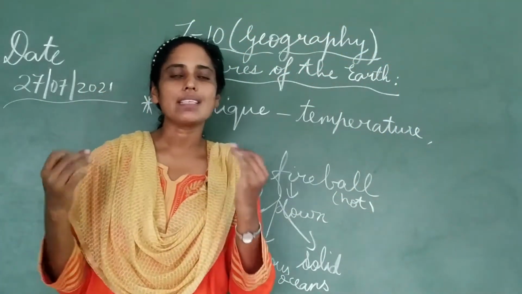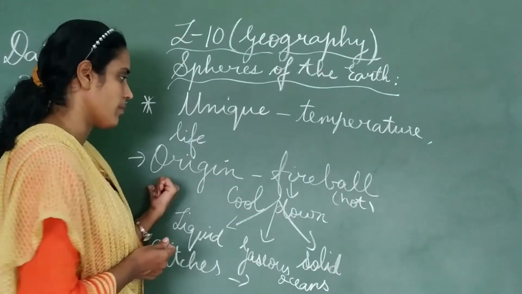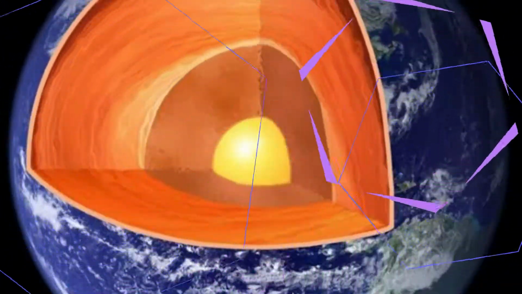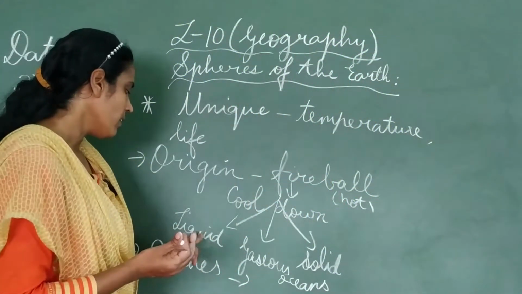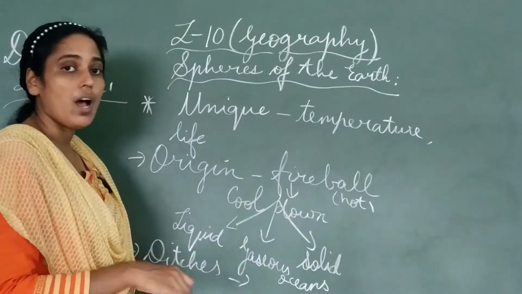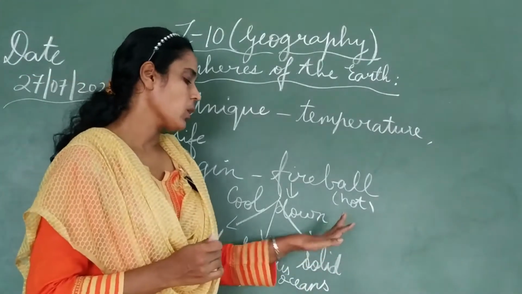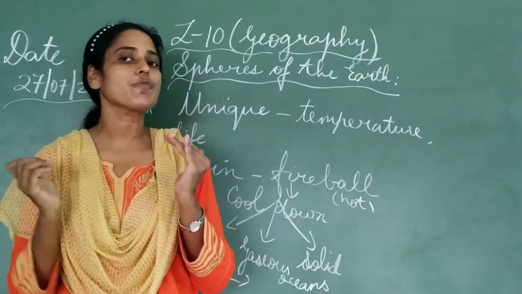Thus, the exact form of Earth was created in this manner. This is the origin of the formation. A fireball, which is very hot, cools down gradually because of many factors. Then three matters, liquid, gaseous, solid, and we have the ditches or large pits in which water was filled, due to which oceans were formed. So students, we will study about the different spheres of the earth.